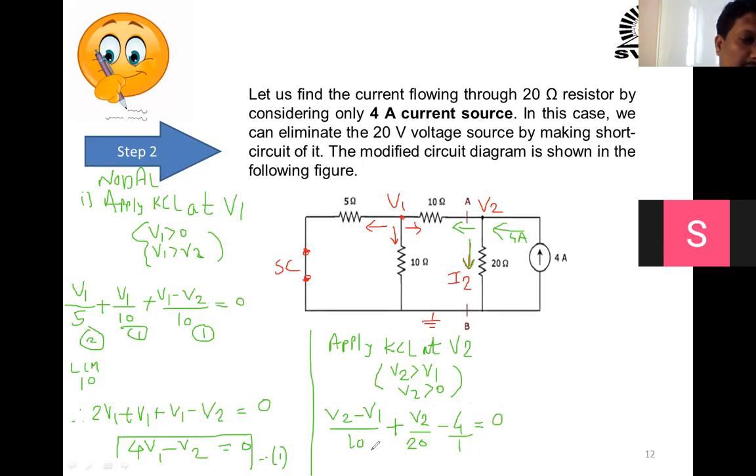So take the LCM of 20. This is multiplied by 2, this by 1, and here you multiply by 20. The LCM is 20 here. So what will the equation be now? 2 into V2 minus V1, next 1 into V2, next 20 into minus 4, that is minus 80, equal to 0.